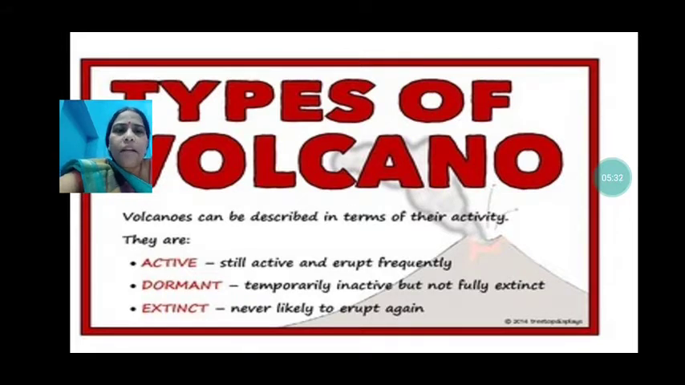Then the third one is the extinct volcano. Extinct volcanoes are those volcanoes that are not going to erupt, never likely to erupt again. Extinct volcanoes are those that have stopped erupting. They might have erupted in the past, but now they are not going to erupt again.